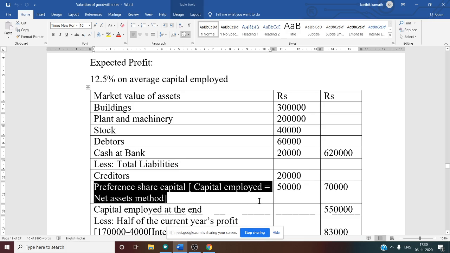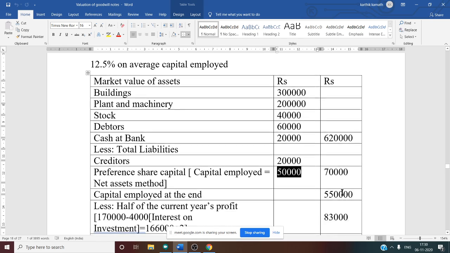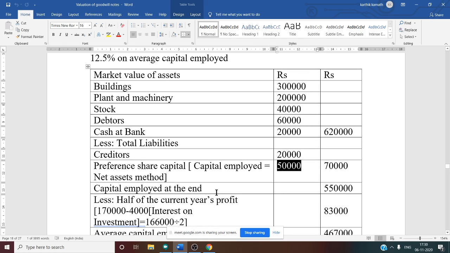See this: CE, capital employed, is equal to net asset. So preference share capital amount, from the balance sheet, is 50,000. So total liability to be deducted is 70,000, that's 20,000 plus 50,000. So you will get capital employed at the end, that is asset minus liability: 6 lakh 20,000 minus 70,000. You will get 5 lakh 50,000.